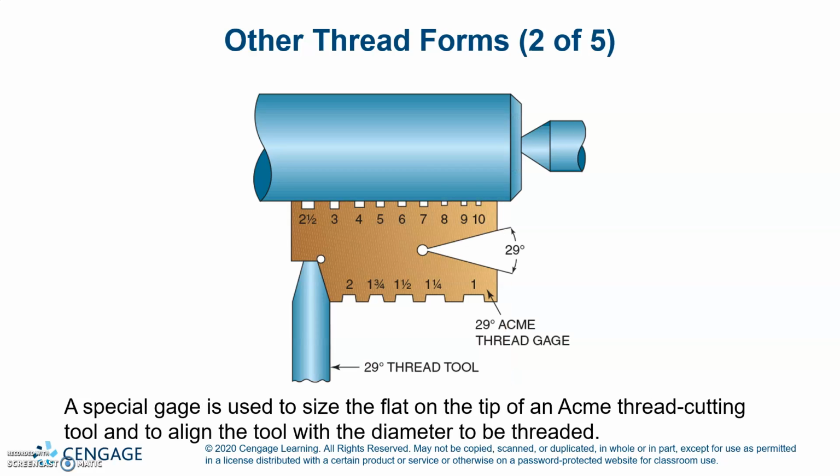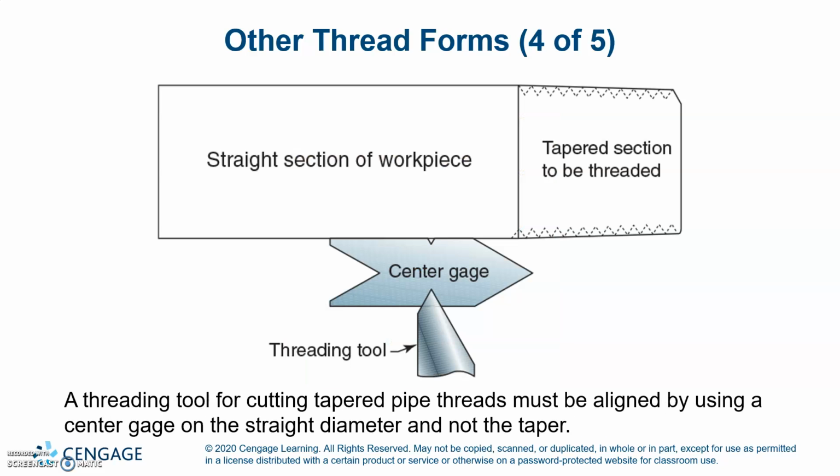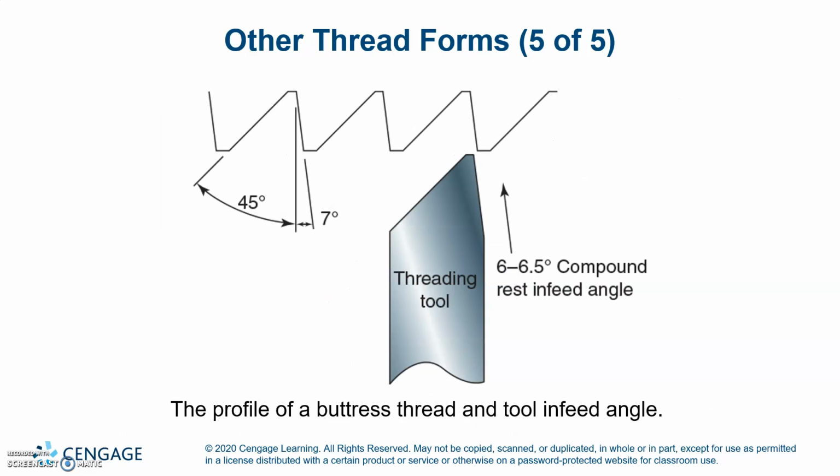A special gauge is used to size the flat on the tip of the Acme thread cutting tool and align the tool with the diameter to be threaded. A tapered pipe thread allows mating parts to wedge together, helping them to seal. A threading tool for cutting tapered pipe threads must be aligned by using a center gauge on the straight diameter and not the taper. The profile of a buttress thread and tool infeed angle.